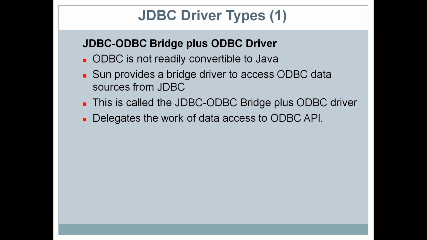This delegates the work of data access to the ODBC API. In this, the Java JDBC delegates the work of data access to ODBC. The program communicates with the JDBC, whereas JDBC sends those calls to ODBC, and ODBC does the work. ODBC retrieves the data from the database, or ODBC stores the data into the database. So the work is assigned to ODBC here. So JDBC is not directly communicating with the backend database, but the ODBC is communicating.